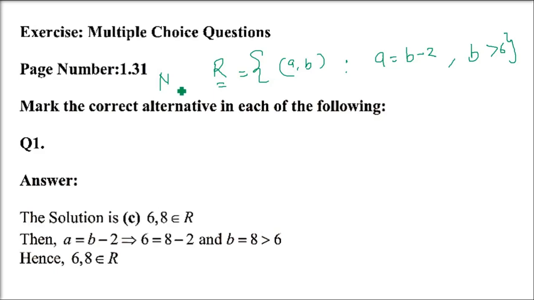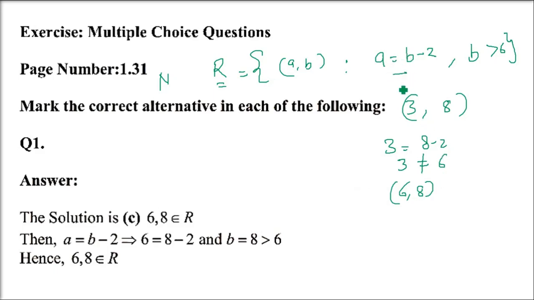So there are 4 options. I'll just take one of them and let us see whether the condition is followed or not. If I put 3 and 8, because A we take as 3, B we take as 8. So A, 3 equals 8 minus 2. This is going to be 6. 3 is not equal to 6. So (3, 8) is not true.